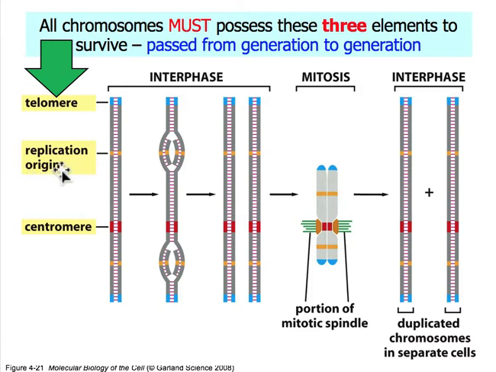The other element is at least one origin of replication. In this particular slide, we can see that there are two origins of replication on this particular chromosome. And finally, at each end of the chromosome, indicated in blue, are the telomeres, special sequences of DNA, which we'll mention in a future lecture.